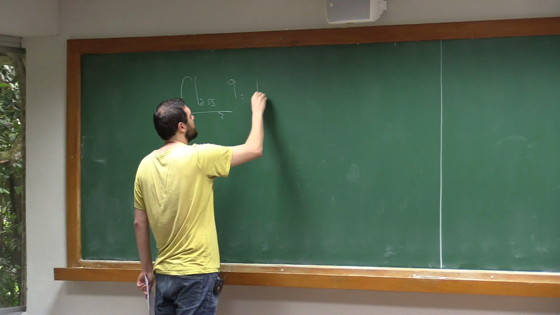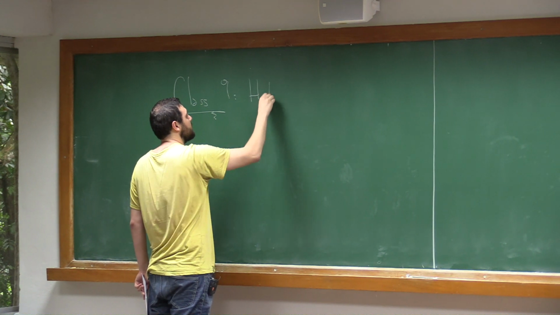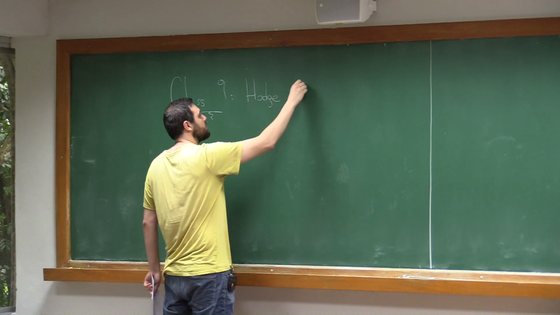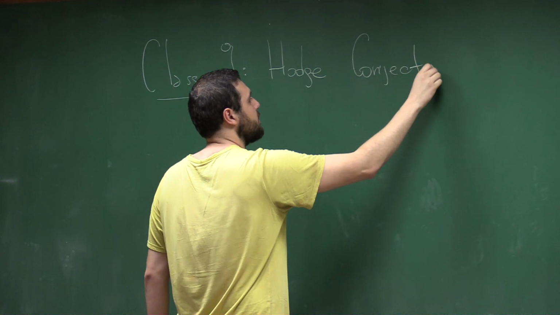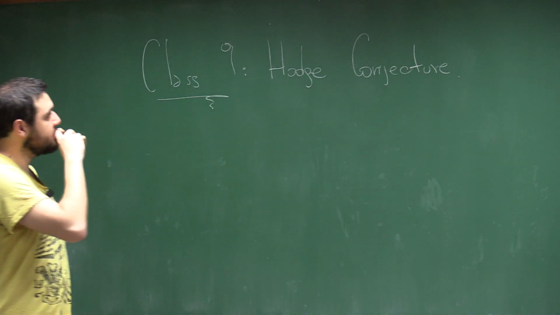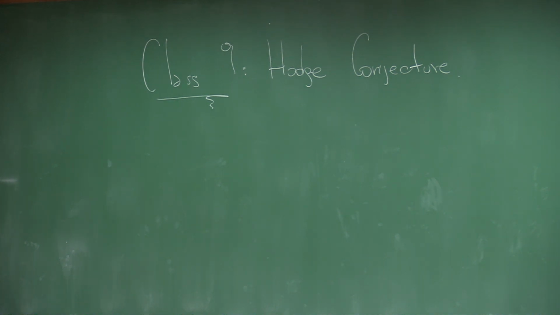Well, we will finish the Hard-Lefschetz theorem, and we will talk a little bit about the Hodge conjecture. Okay, so first of all, let's finish the proof of Hard-Lefschetz theorem.